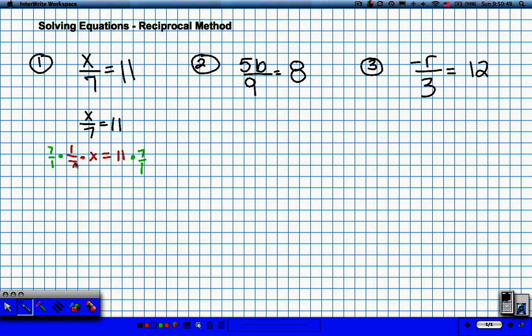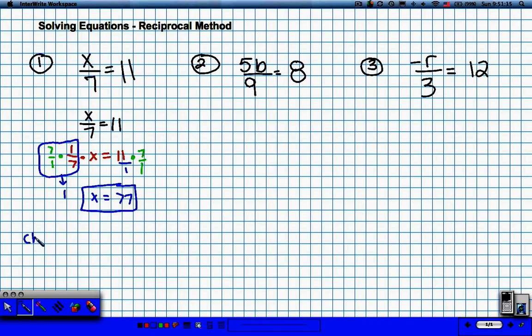The reason I do that is, if you see right here, this turns into 1 because I'm going to get 7 over 7. I still will have x equals, and then I'm going to have 11 times 7 over 1. Just so I make sure I know what I'm doing, this is a fraction. 11 times 7 is 77, 1 times 1 is 1. So here would be my answer.